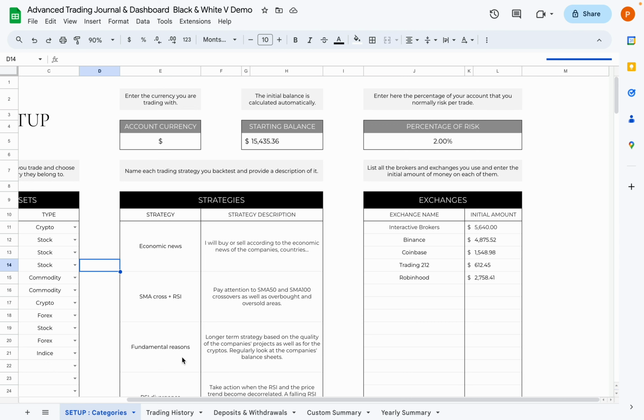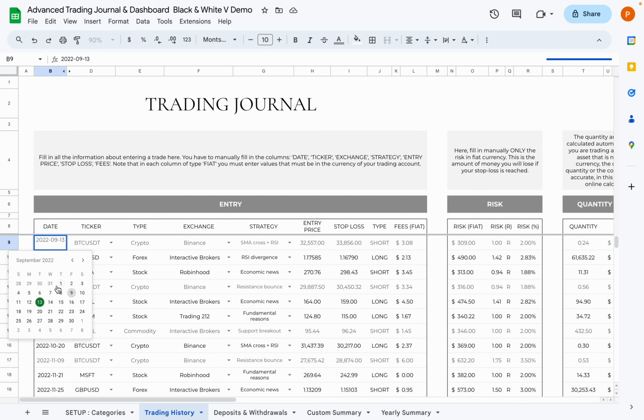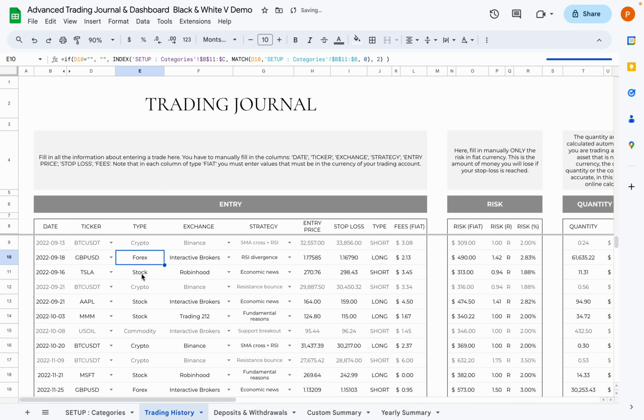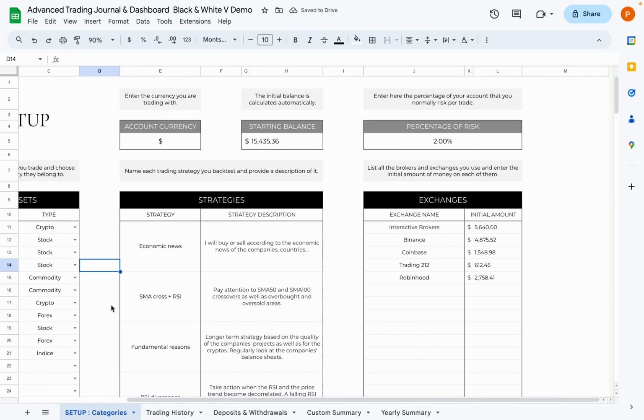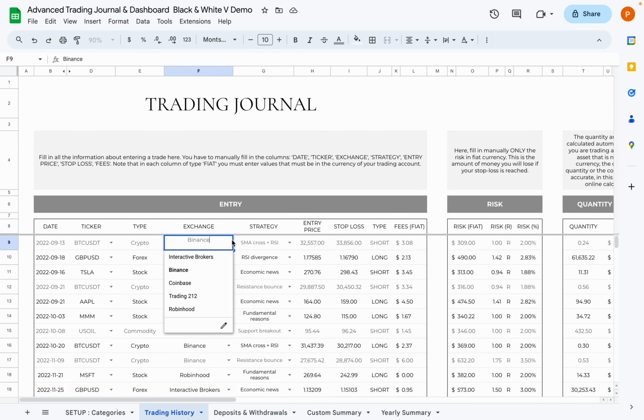Let's move on to the trading journal. This is where you have all your recorded trades. To record a trade, you need to select a date with the date picker. Select a ticker. Those are the tickers that are in the Setup tab. The type will be found automatically. Pick an exchange, a strategy, and fill in the entry price.